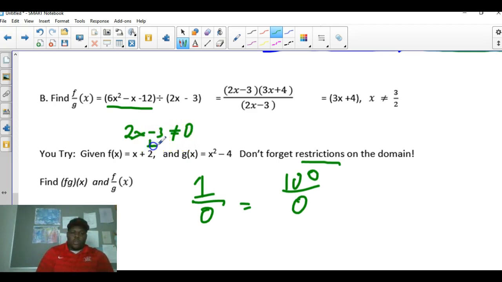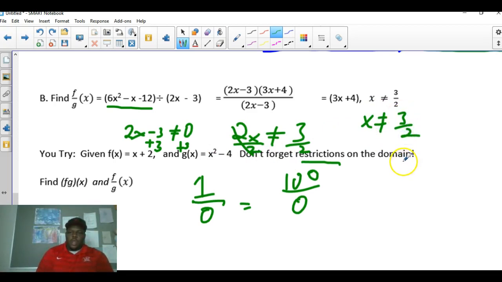If I add 3 on both sides, plus 3, plus 3. Add 3 on both sides. You get 2x is not equal to 3. Then we're going to divide by 2. And when we go 3 divided by 2, we cancel over here. I'm left with x not equal to 3 over 2, which is this restriction right here.